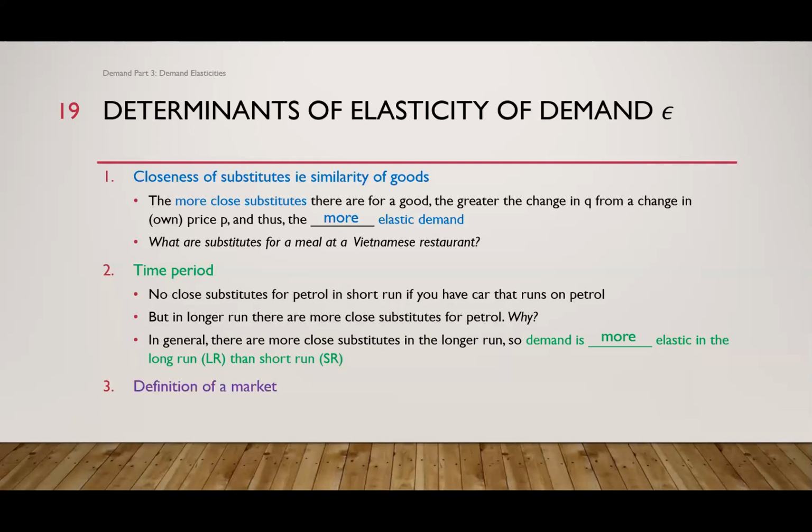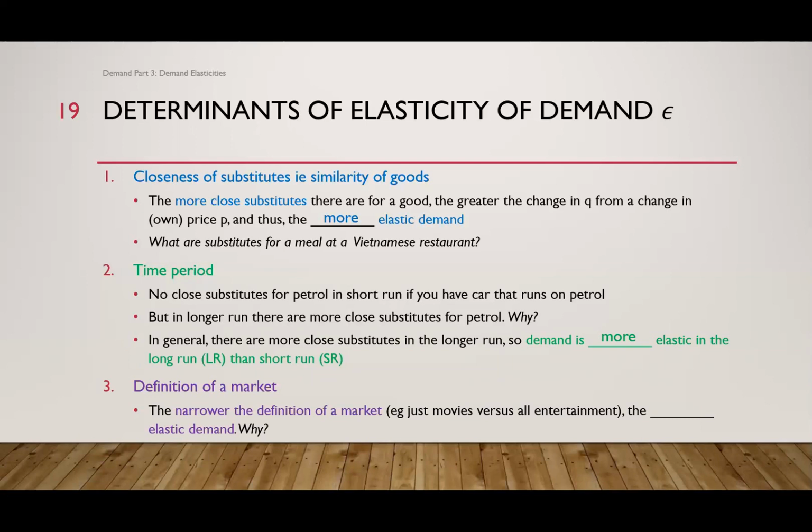And the third one is definition of market. Again, it has to do with the notion of close substitutes, right? If I ask you what's the elasticity of demand for food, well, it's going to be relatively low, right? If the price of food goes up, well, you still need food, right? So the quantity demanded of food doesn't go down that much. Now you can eat a little bit less, but you still need to have food. So the price elasticity of demand for food overall is quite low.